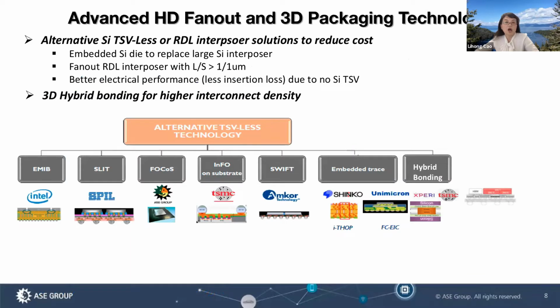So due to the cost concern for 2.5D silicon TSV technology, alternative packaging technologies, such as TSV-less or organic RDL solutions, have been developed during the past few years. The chart below lists the major alternative advanced packaging technologies, such as Intel EMIB, SPIL, ASE FOCoS, and TSMC fan-out RDL interposer, as well as 3D copper-to-copper hybrid bonding that have been developed.